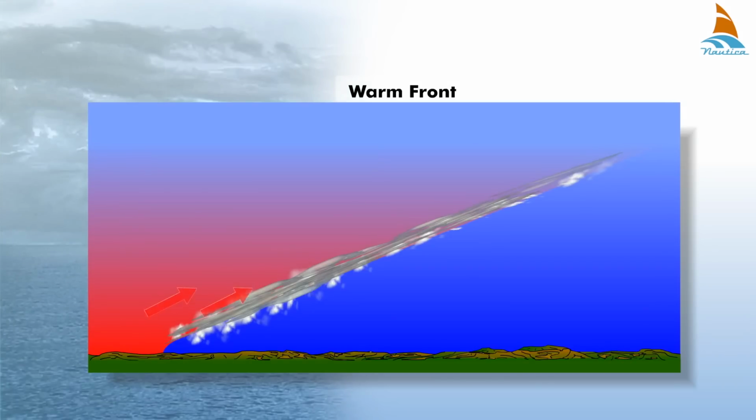A warm front occurs when warmer air glides over colder air. This happens because warm air is generally lighter than colder air. As warm air rises, it cools and becomes saturated with moisture. Clouds form when the moisture in the warm air condenses.